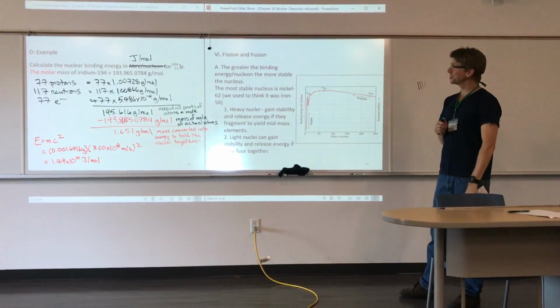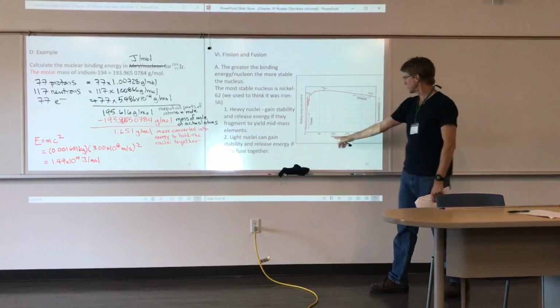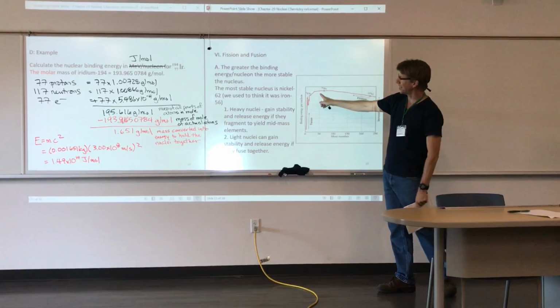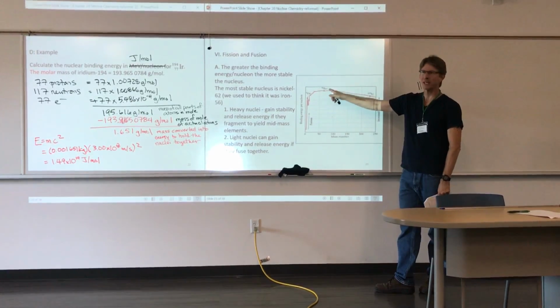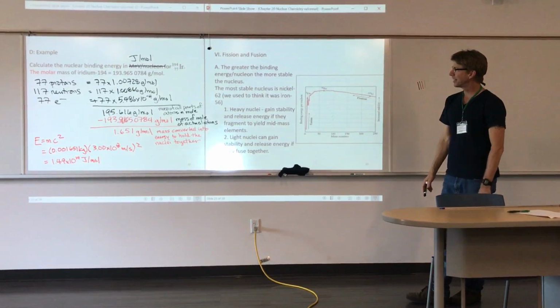So fission and fusion: the greater the binding energy per nucleon, the more stable the nucleus. This is binding energy per nucleon versus mass number. The most stable nucleus is nickel-62. We used to think it was iron-56. That's why iron-56 is pointed out on this plot. But it has recently been found that nickel-62 is more stable.